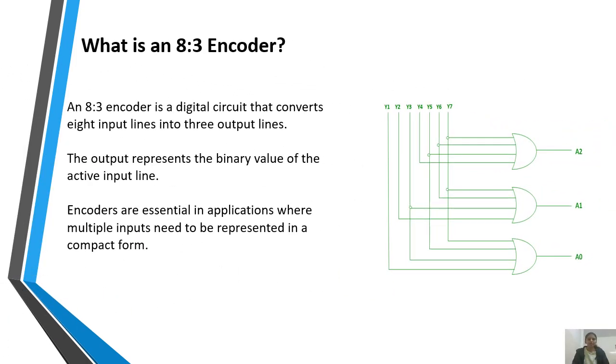Let's go for the encoder. What is an 8:3 encoder? As you can see in the diagram, an 8:3 encoder is a digital circuit that converts 8 input lines into 3 output lines. The output represents the binary value of the active input line. Encoders are essential in applications where multiple inputs need to be represented in a compact form.